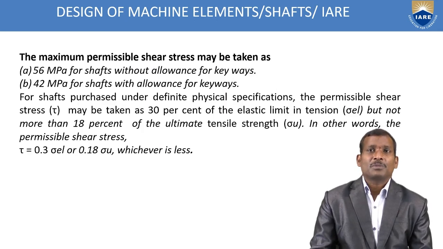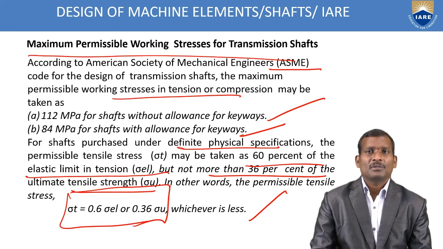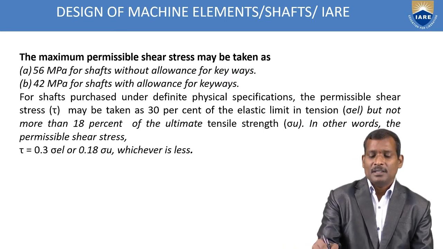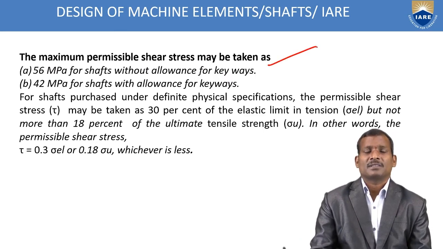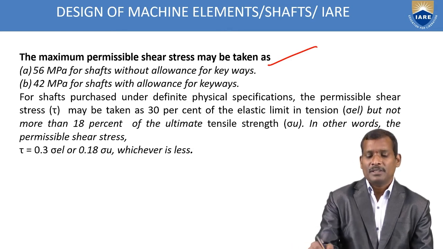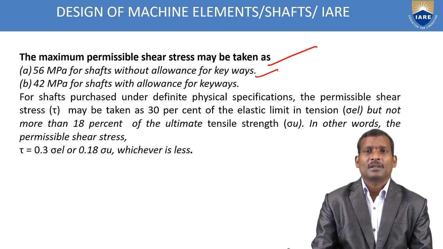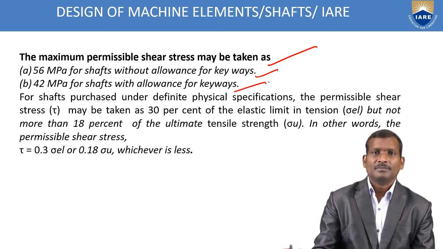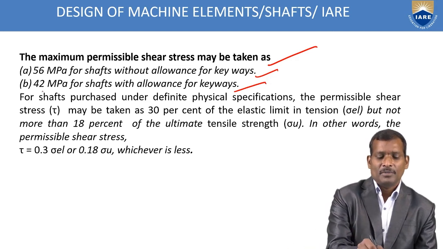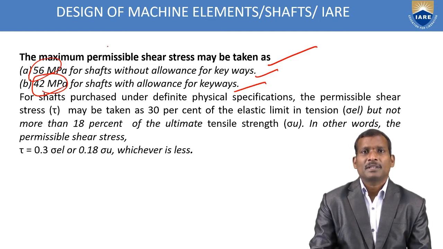Next, the maximum permissible shear stress. Up to now, we have taken the permissible tensile stress, and in this case, the permissible shear stress: 56 megapascal for shafts without allowance for keyways, 42 megapascal for shafts with allowance for keyways. So here the values are 42 and 56. In the previous case, tensile 112 and 84.